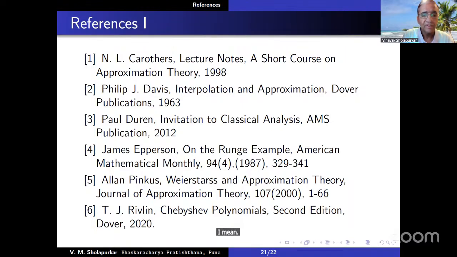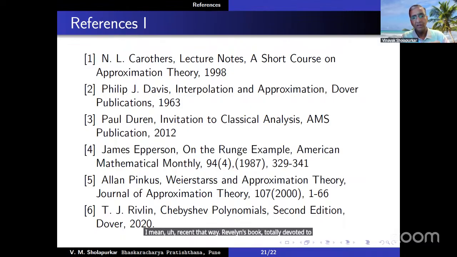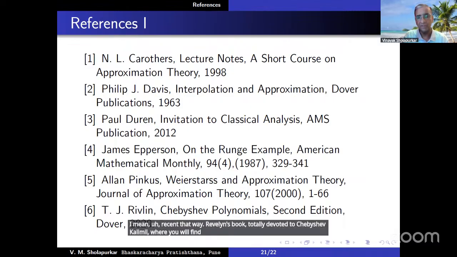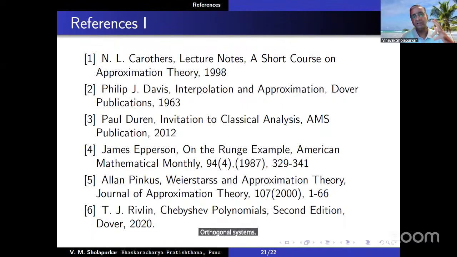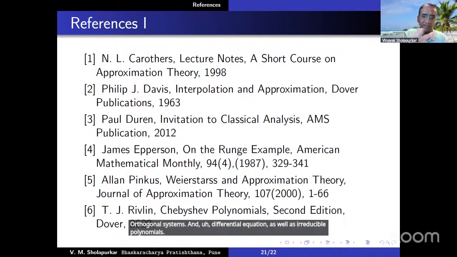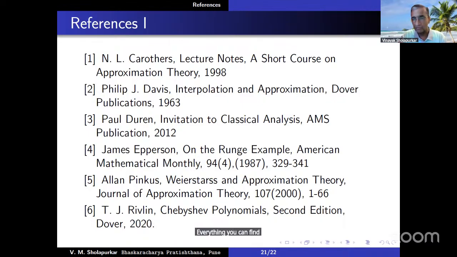Rivlin's book is totally devoted to Chebyshev polynomials, where you will find the information about orthogonal systems and differential equations as well as irreducible polynomials. Everything you can find in this particular book.